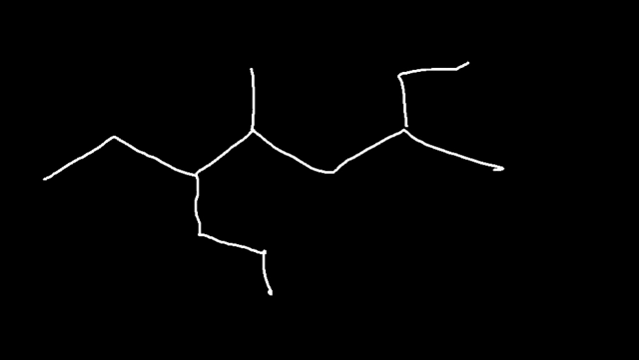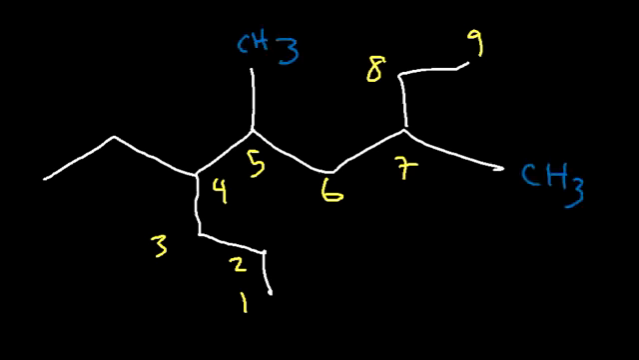Try this one. So first, we need to identify the longest chain. 1, 2, 3, 4, 5, 6, 7, or this could be 7, 8, or if we count it this way, 1, 2, 3, 4, 5, 6, 7, 8, 9. So that's the longest chain. So on 7 we have a methyl. There's a methyl on 5, and on 4 we have an ethyl.